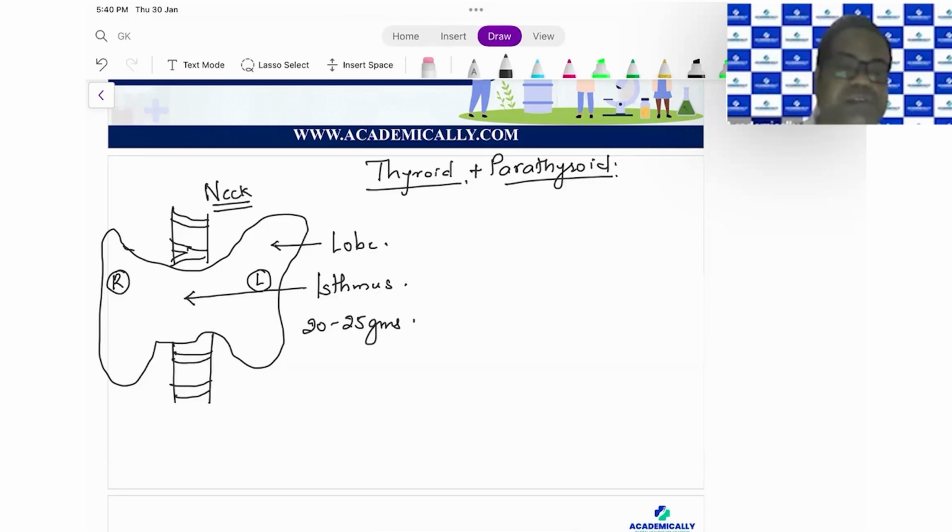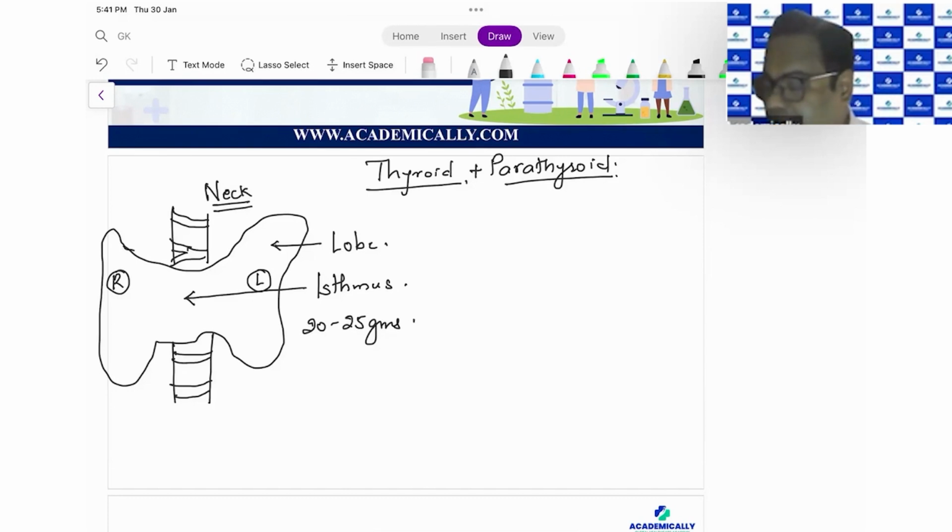And as we know, it is an endocrine gland. What do we mean by an endocrine gland? It has a good blood supply. It does not have a duct system, and hence its secretions are hormones. These hormones are released into the blood and circulate throughout the body. Wherever the thyroid receptors are, they will pick up these hormones and action will begin. So this is what we mean by an endocrine gland.